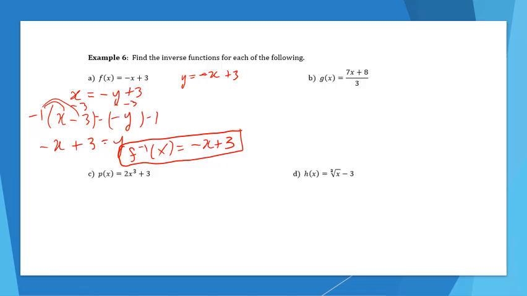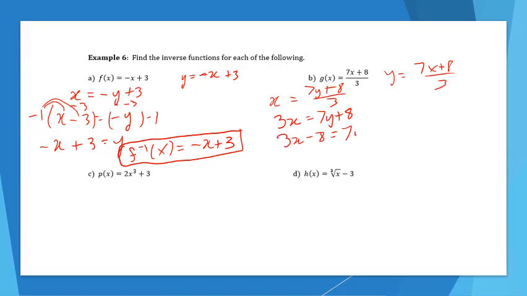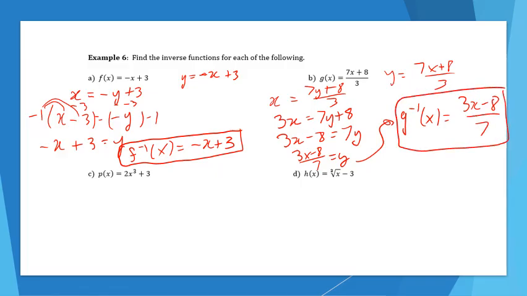For part B, here we'll have y equals 7x plus 8 over 3. We'll swap x and y, so x equals 7y plus 8 over 3. Multiply both sides by 3, and then subtract 8. Then divide both sides by 7. And then I'm going to rewrite it with the proper notation. So here this would be inverse of g equals 3x minus 8 all over 7. And that should be our answer for part B.